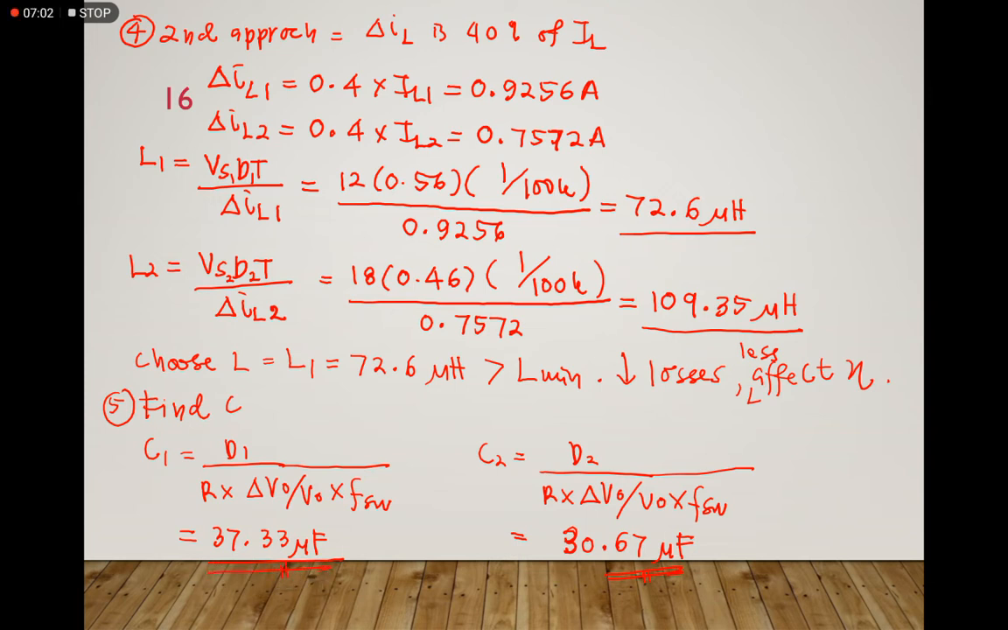For the capacitor, like I mentioned previously, it doesn't matter so much which value of capacitor you choose. You can choose either 37.33 or 30.67, it should be okay. These two values are okay because they do not affect the boundary of the converter performance.